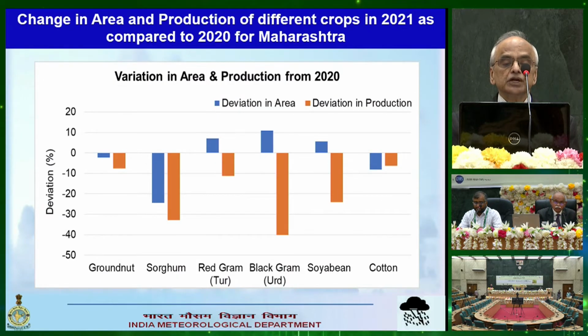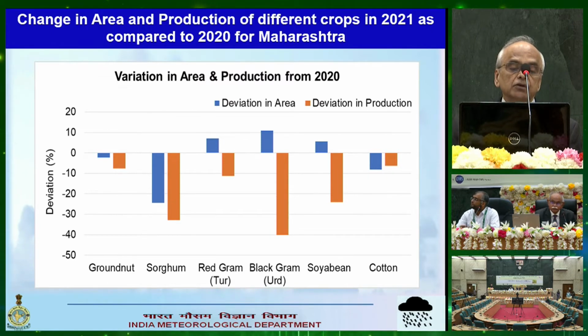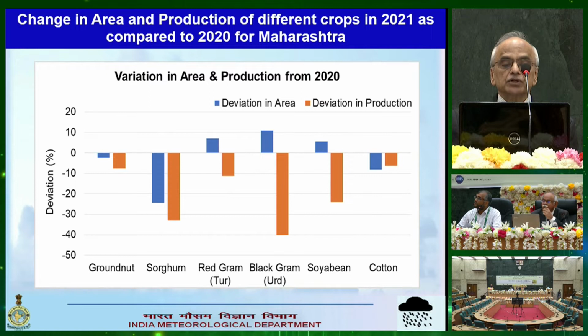And you should see here an enormous amount of production in Maharashtra in 2020 and 2021. And the change in area and production of different crops in 2021 as compared to 2020. As you could see here, there is a lot of deviation in the area and production for groundnut, sorghum, red gram, black gram, soybean and cotton. What you see is the downside: the light blue is deviation in area, and brown color is deviation in production. And that is what happened after 2020.